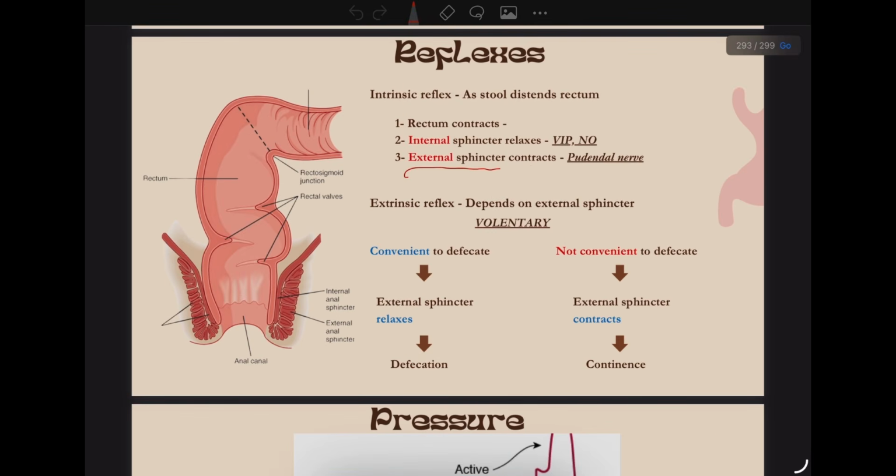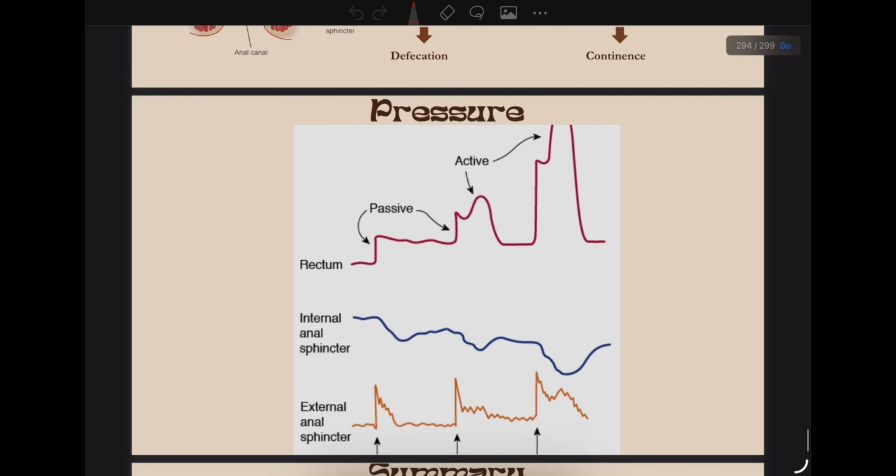Now, the external sphincter, I want you just to know that it's controlled also by the pudendal nerve, the same one that controls the external urethral sphincter, if you remember. And yeah, it's voluntary. I want you to note the pressure, what's happening here in the rectum. The feces are coming and they are increasing the pressure in the rectum because the rectum is trying to defecate. Same thing with the internal anal sphincter. You will see it's starting to relax, like the detrusor, internal urethral sphincter and external urethral sphincter, if you remember that.